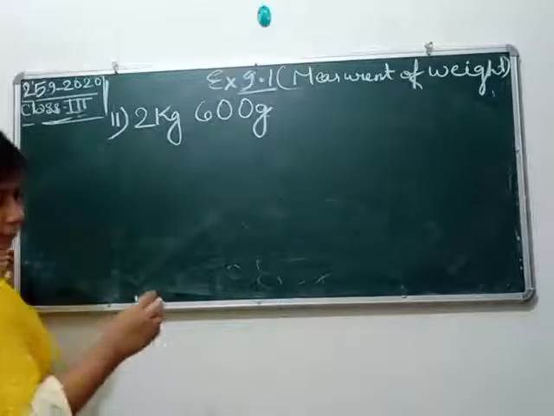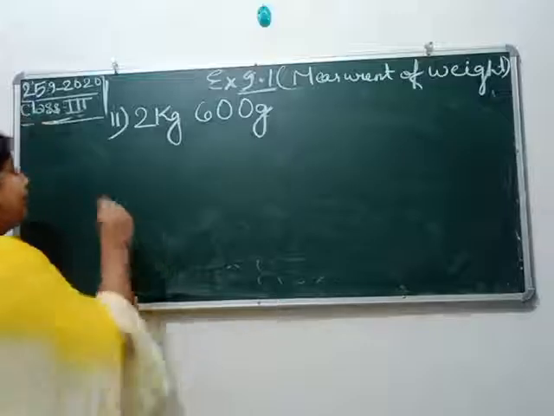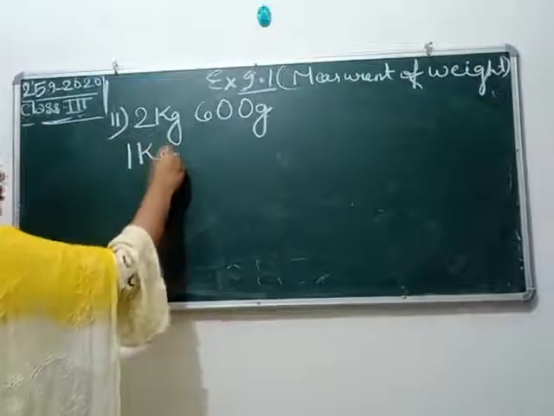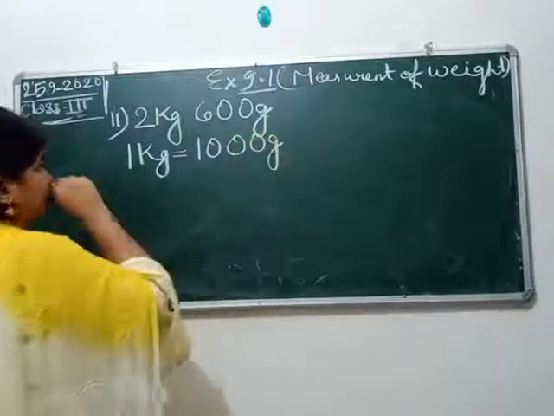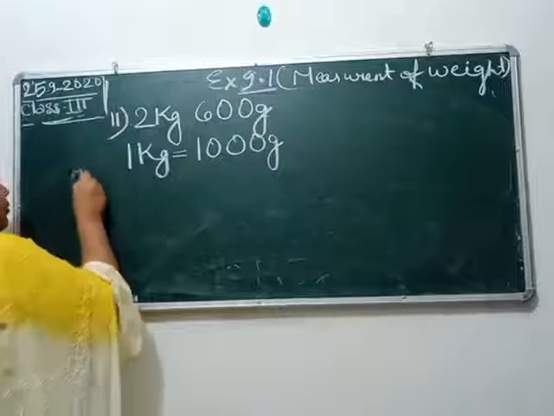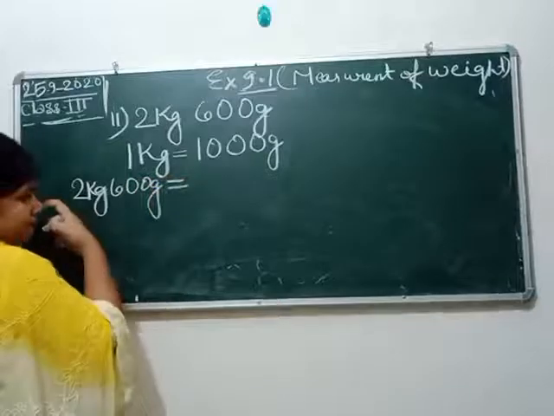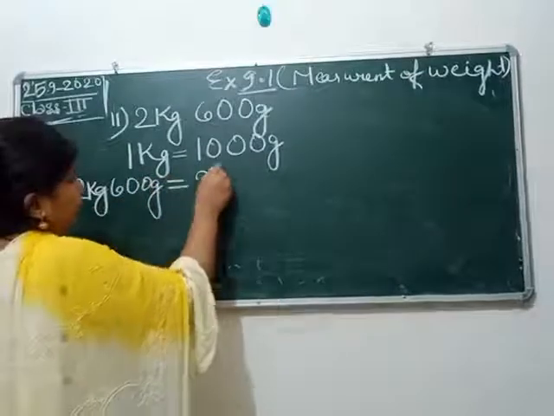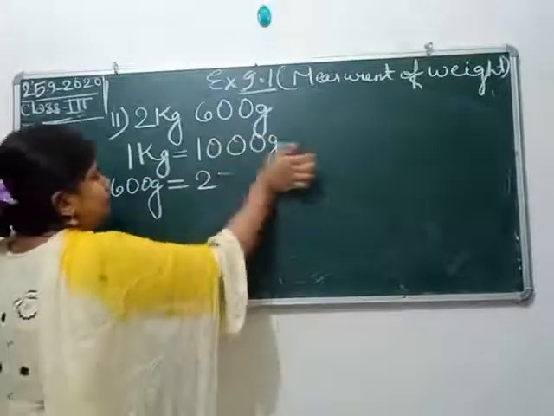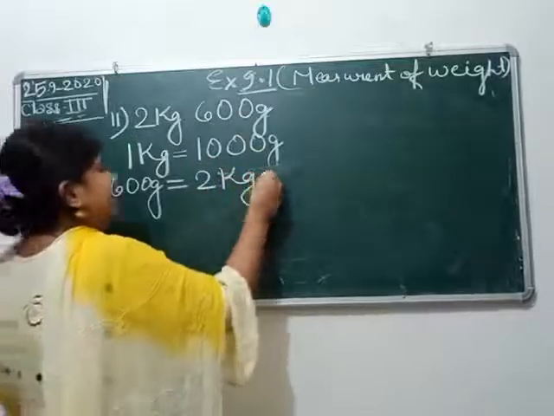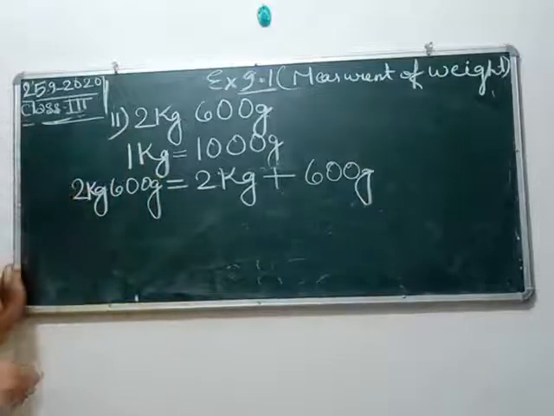Okay. Now see, our first line will remain the same. That says 1 kg equals 1000 gram. So that line will remain the same. Now 2 kg 600 gram equals 2 into 1000 gram, or 2 kg plus 600 gram.